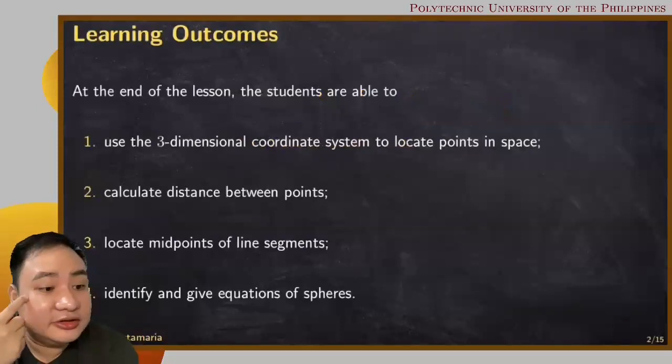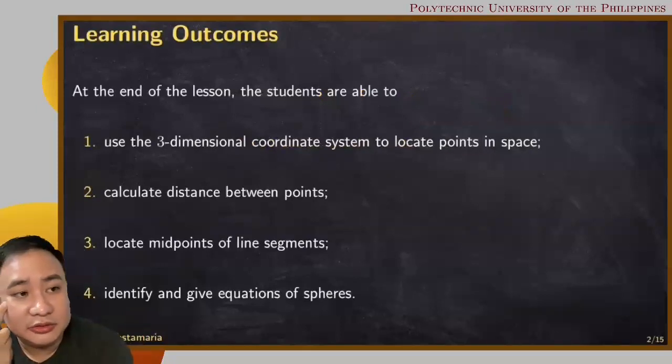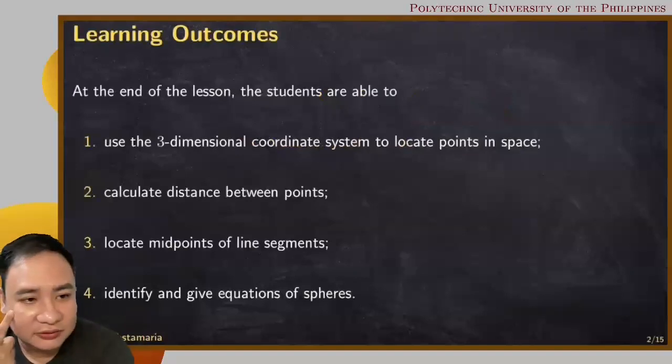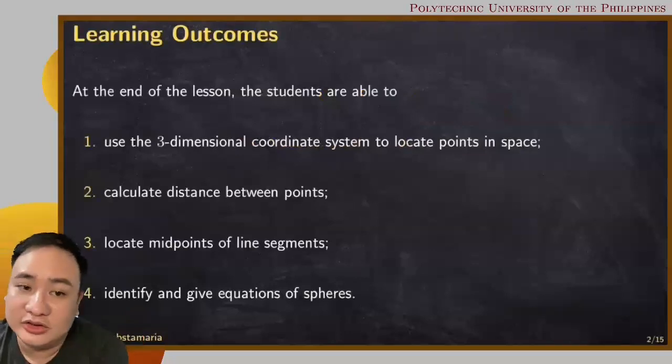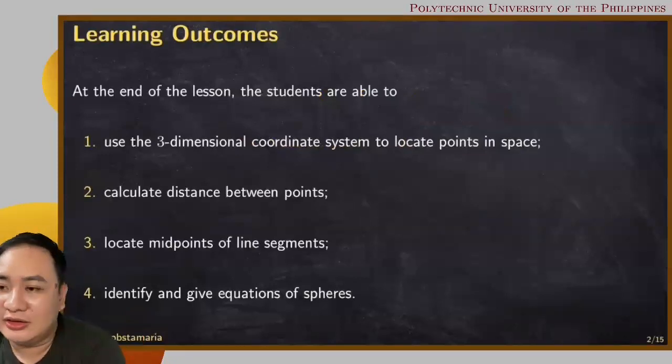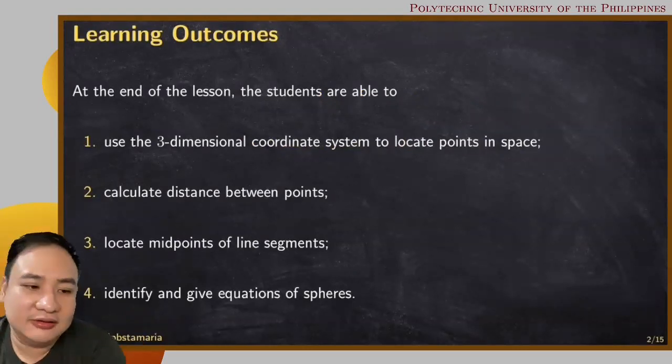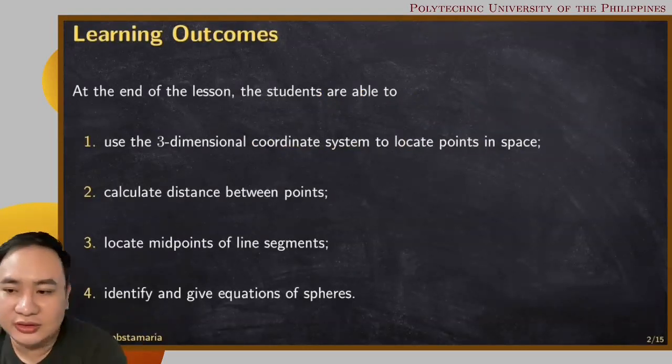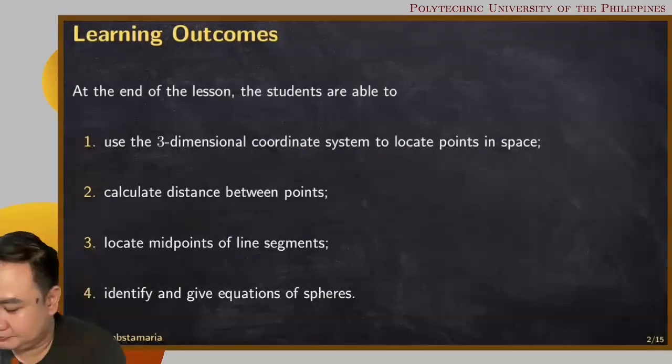So these are the things that we will be able to learn for this lesson. We can make use of the three-dimensional coordinate system to locate absolute location of points in space and calculate distance between points, and then locate midpoints of line segments, and then identify and give equations for spheres. Okay?